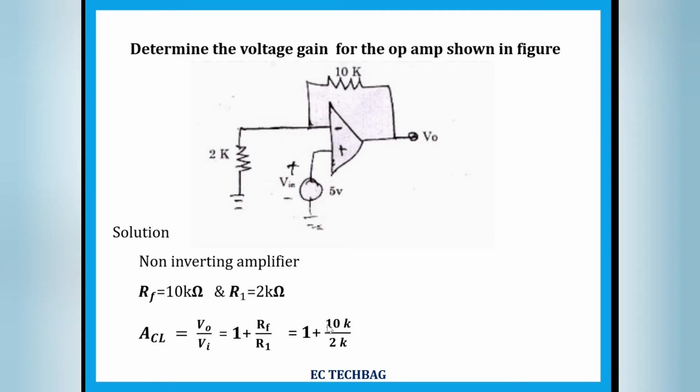So Rf is 10 kilo ohm and R1 is 2 kilo ohm. Then you get 6. 10 divided by 2, that is 5. Then 5 plus 1, 6. So the voltage gain is 6.